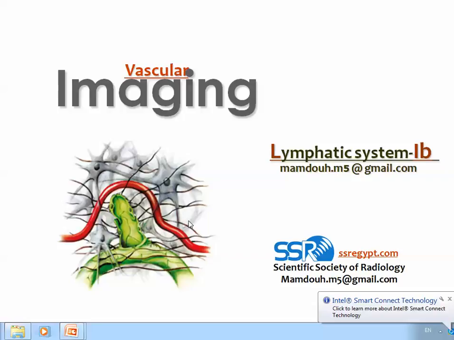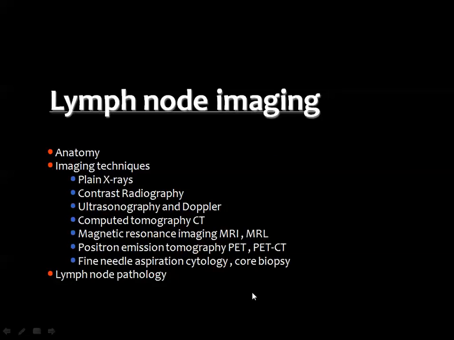Dear colleagues, we will continue the subject of vascular imaging, and we have started with the lymphatic system. The previous lecture was about the imaging of the lymphatic vessels. Now we will proceed to the imaging of the lymph nodes. Here we want to talk about the anatomy and some of the imaging techniques, and also we would like to have an idea about lymph node pathology.